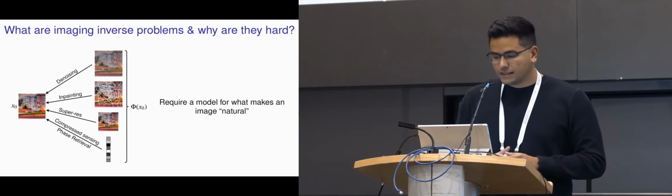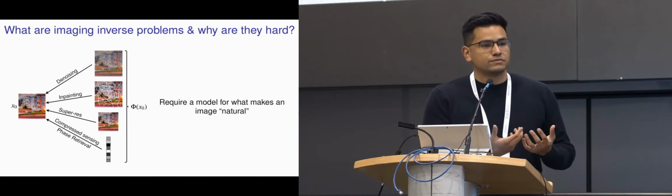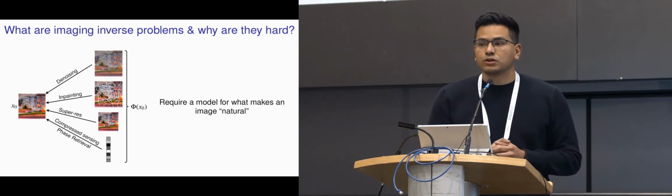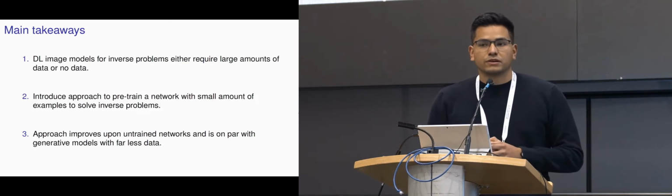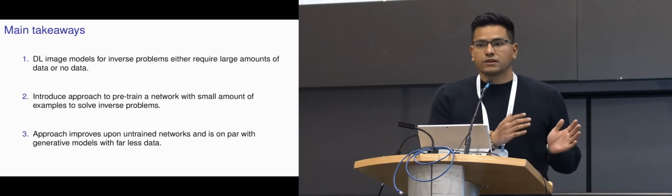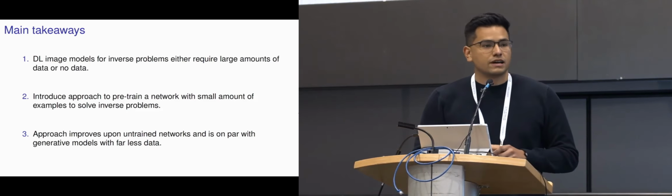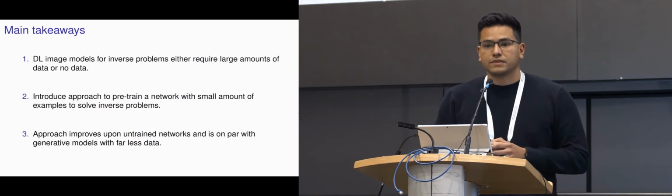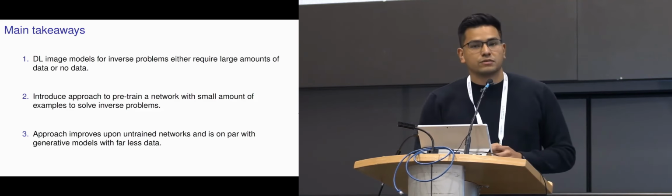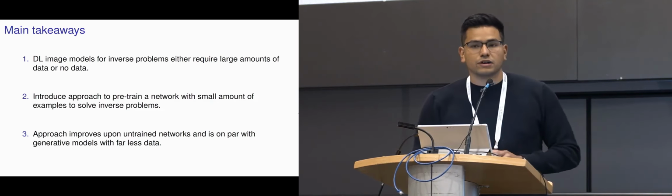And in order to actually find this needle in a haystack, what we need to do is have a model for what actually makes an image natural, or what makes an image actually fit the type of thing that we're looking for. All right, so what I'm going to do today is talk about some common deep learning image models for inverse problems, and these are going to be broken down into two categories. The generative models like GANs that require a large amount of data, and some recent work that shows that randomly initialized convolutional nets actually can be good image models too, so they require no data. Right? So after I go through that, I'll talk about our recent approach: how to use a small amount of data to solve these problems, how our approach compares with untrained networks, and how it's on par with generative models with far less data.